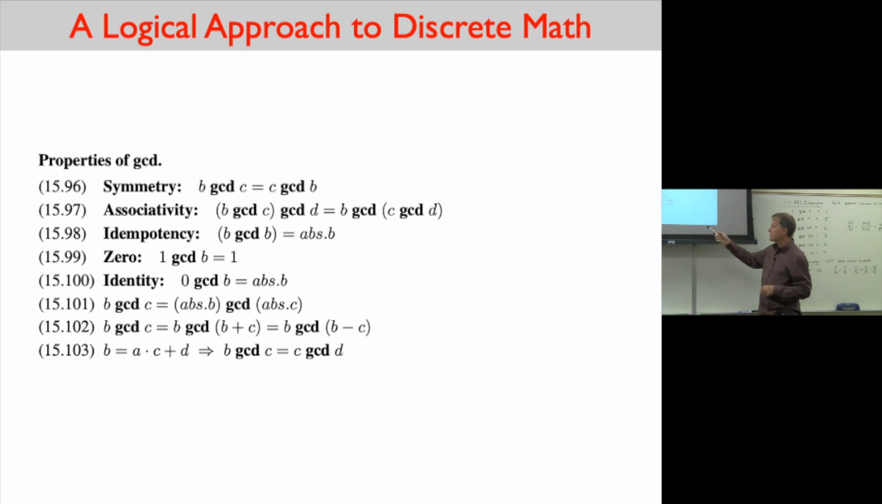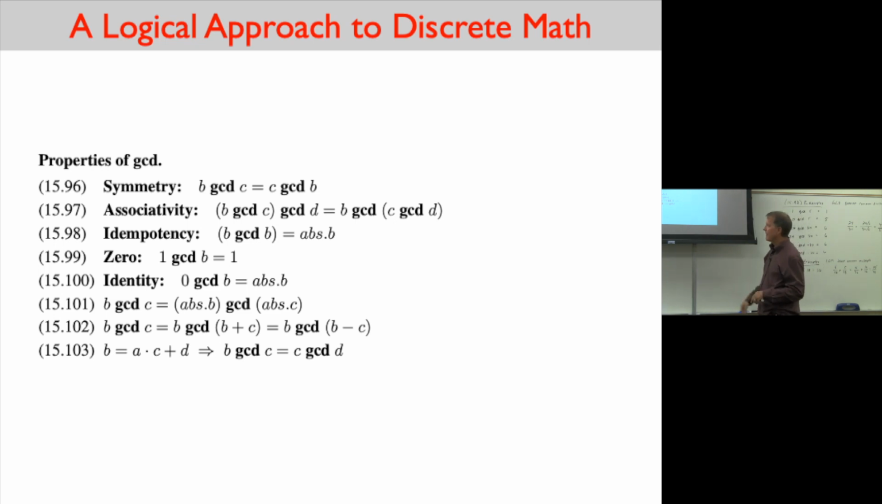And here we have the identity element. 0 is the identity for GCD. Yeah, for addition too. But here again, we've got to throw in this absolute value. And then what about 101? B GCD C is the same thing as the absolute value of B GCD the absolute value of C. So it does.